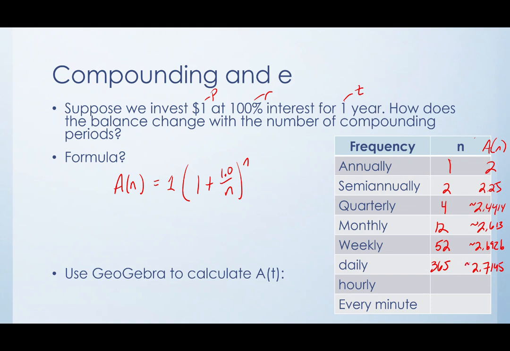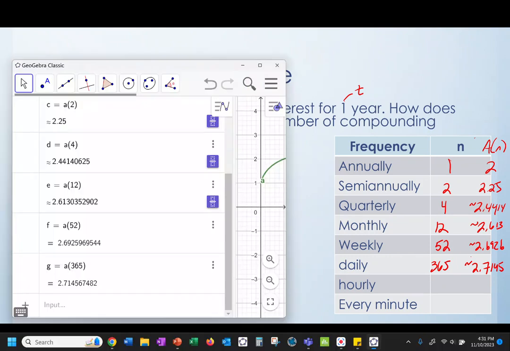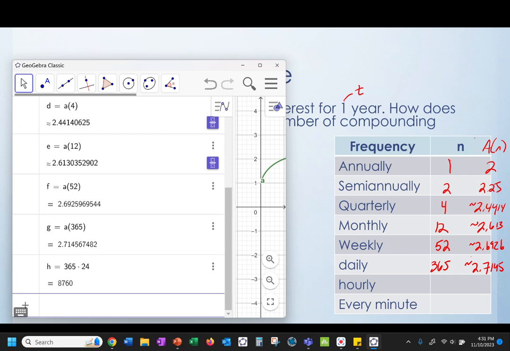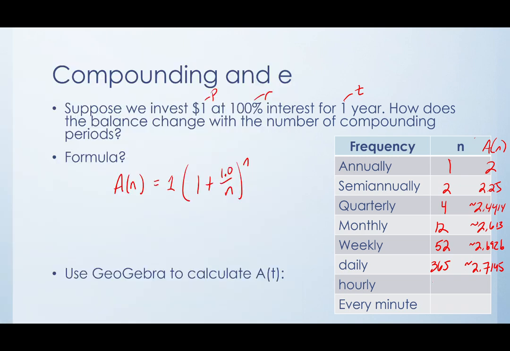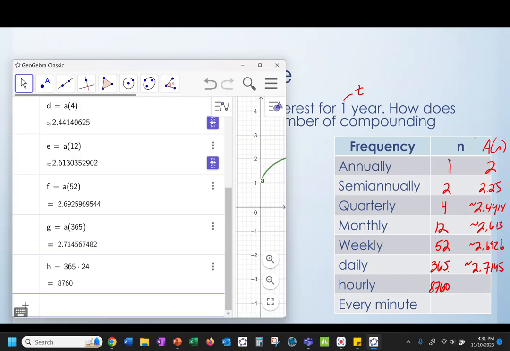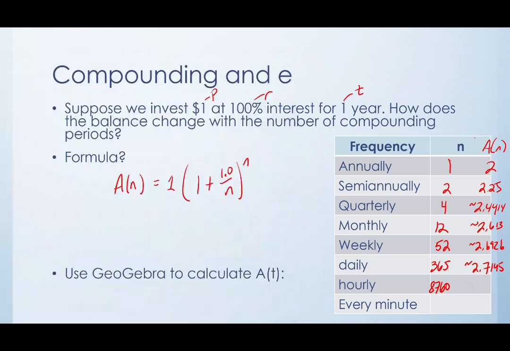2.7145, roughly. All right, how many hours in a year? I don't know off the top of my head, right? 365 times 24, 8760. And so if I get paid interest every hour, a tiny microscopic amount of interest, what am I going to end up with at the end of the year? My dollar will have turned into $2.7181.